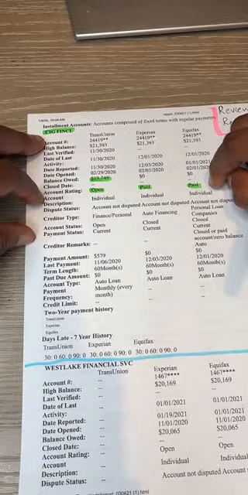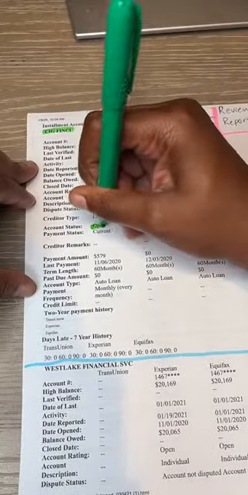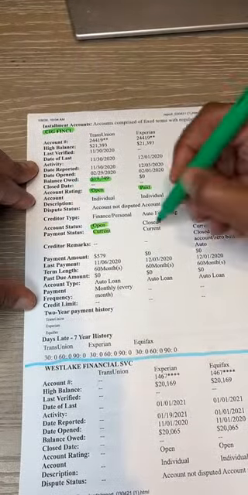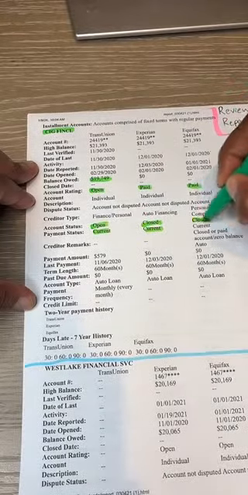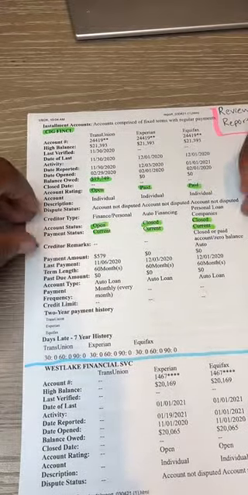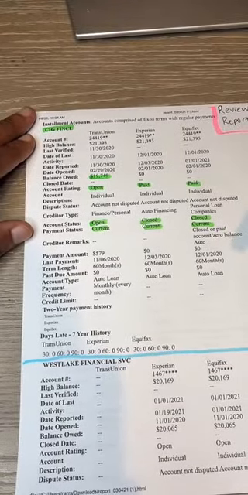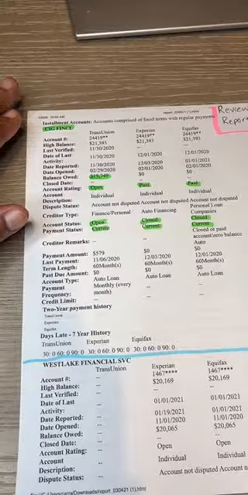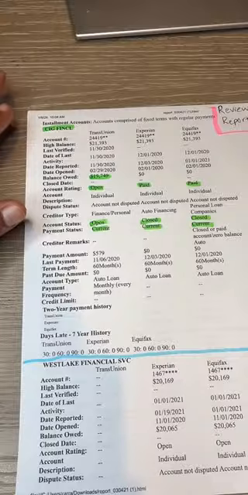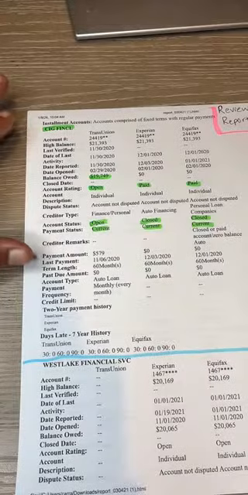So you want to look at the account rating. The next thing you want to look at is the account status and the payment status. What is the account status? What is the payment status for this? Now if I look at this and I want to determine what items on my credit report I want to dispute, when I look at what items I want to dispute on my credit report, this would not be one.